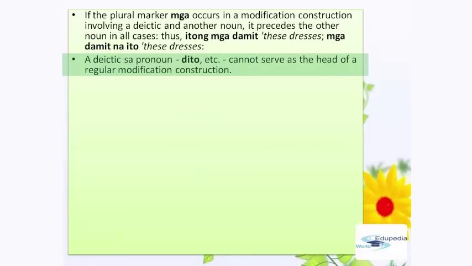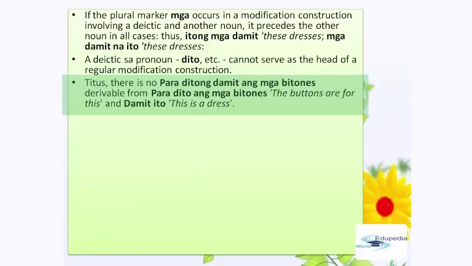A deictic sa pronoun, dito, and so on, cannot serve as the head of a regular modification construction. Thus, there is no para ditong damit ang mga butones, derivable from Para dito ang mga butones, the buttons are for this, and Damit ito, this is a dress.